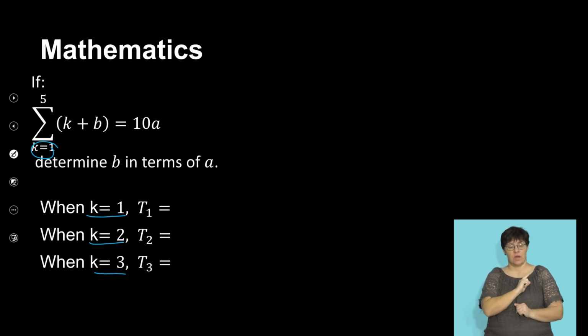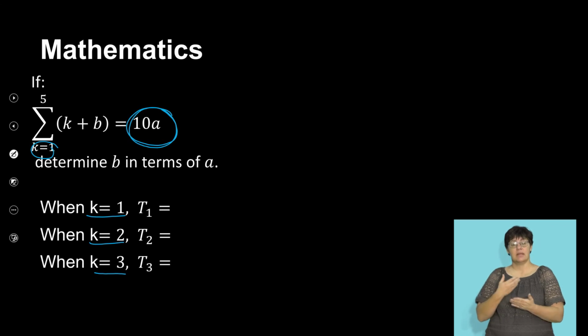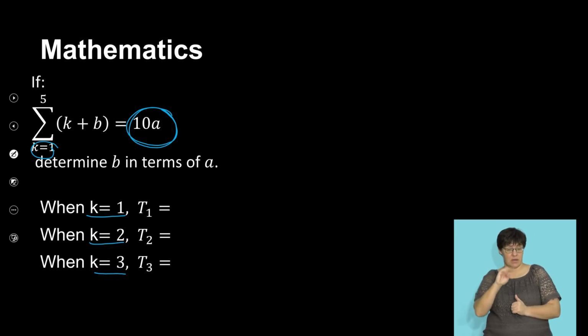The reason why this is going to help me is because I know that this sum is equal to 10a. So I'm going to be able to use this series to create an equation to isolate b. But I know with sigma sums, I first always have to find the first three terms involved in the sum.